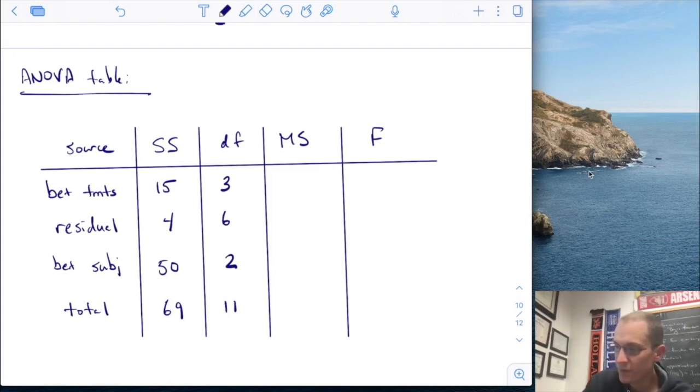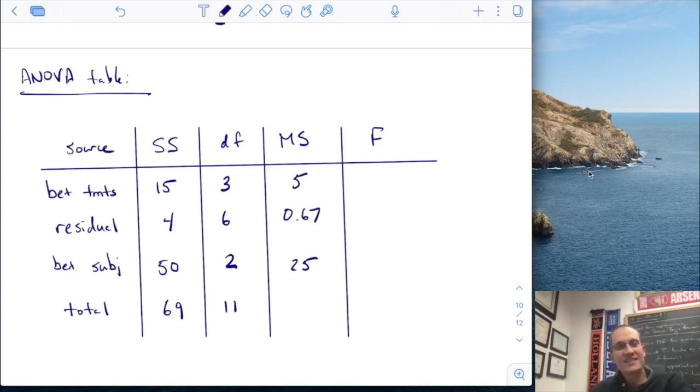Now, once we've got the sums of squares and the DFs, we can find the mean squares by dividing. So 15 divided by 3 is going to give me a mean square of 5. So that's the variance between treatments. The residual is going to be 4 divided by 6, which is about 2/3 or 0.67. And then the variance between subjects, that's going to be 50 divided by 2, which is 25.